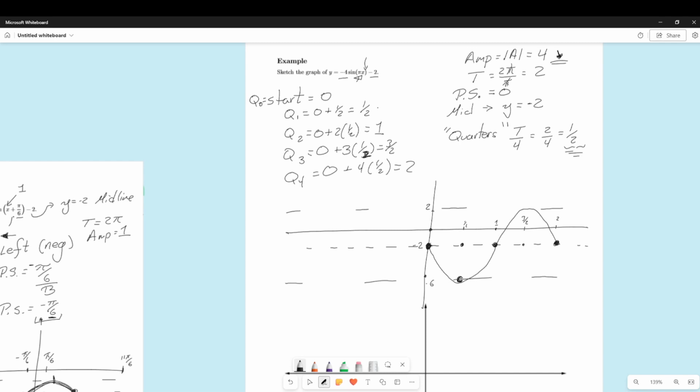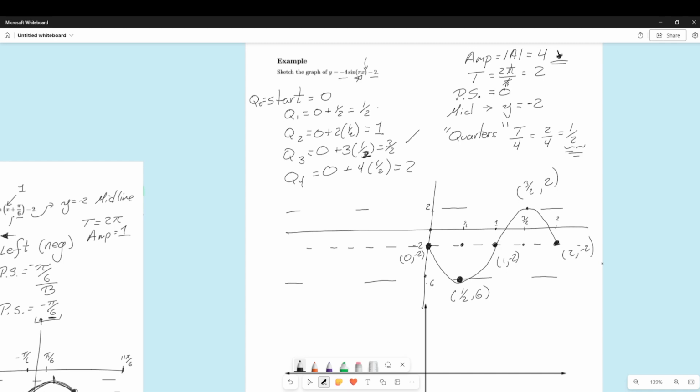So if somebody asks, what's this point down here? Well, we know its x value is 1/2, and we know its y value is -6. This point has an x value of 1, a y value of -2 on our midline. X value of 3/2, y value 2, because that's on our maximums, our amplitude above our center line. And this one's at 2, -2. And of course this one at 0, -2. So those are our 5 defining points for one oscillation.